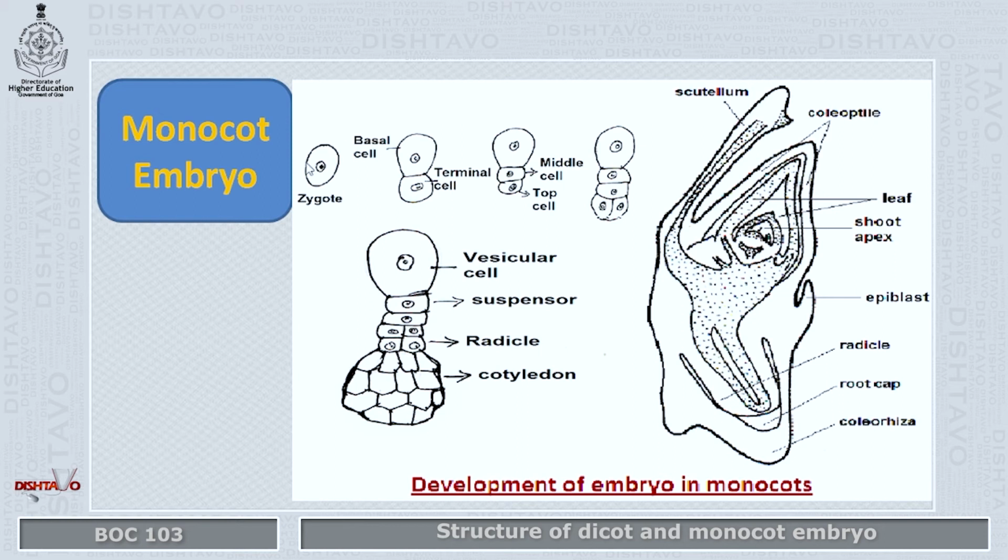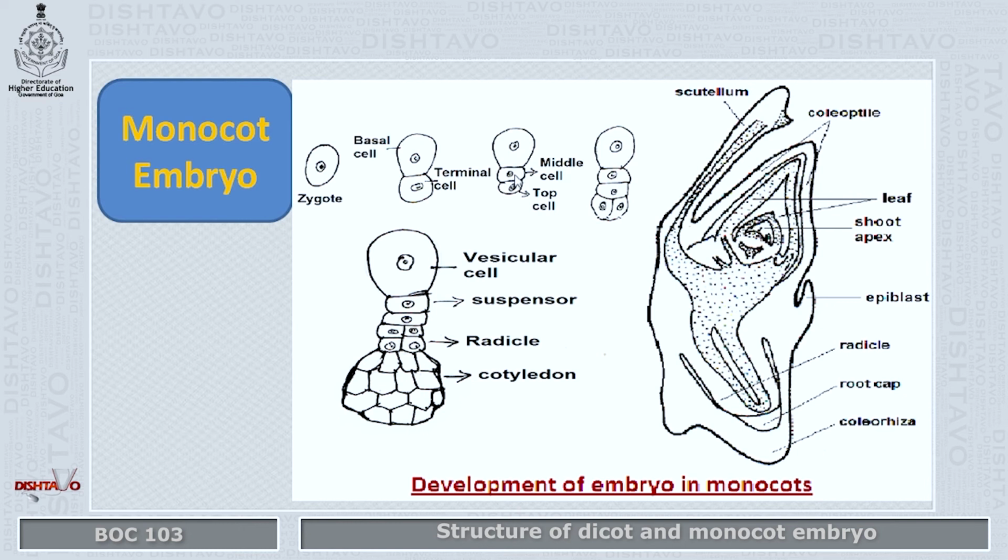The zygote undergoes a transverse division to form two cells, a terminal cell and a large basal cell. The large basal cell simply enlarges and is transformed into a large vesicular structure called the haustorium, which helps in the absorption of nutrition. Then the terminal cell divides by a transverse division to form two cells: the tip cell, which is called the top cell, and below it the middle cell.